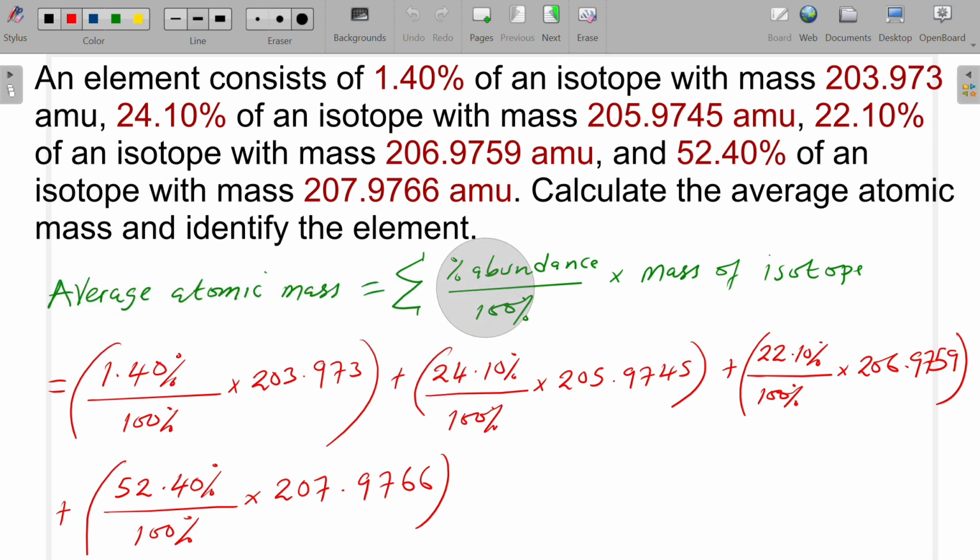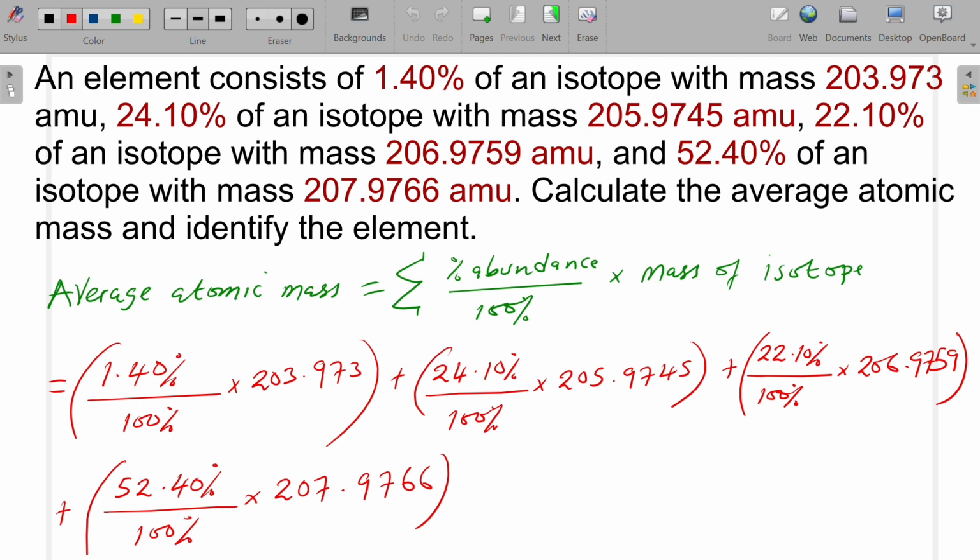Average atomic mass will be equal to the sum of percentage abundance divided by 100 multiplied by the mass of the isotope, like that. So that's what we use. And then we just replace. You pick information for each isotope accurately. For this one, for example, we had this percentage and its mass is there for this isotope. So we pick it the way it is and then just do mathematics and we'll be able to find our average atomic mass. All right.